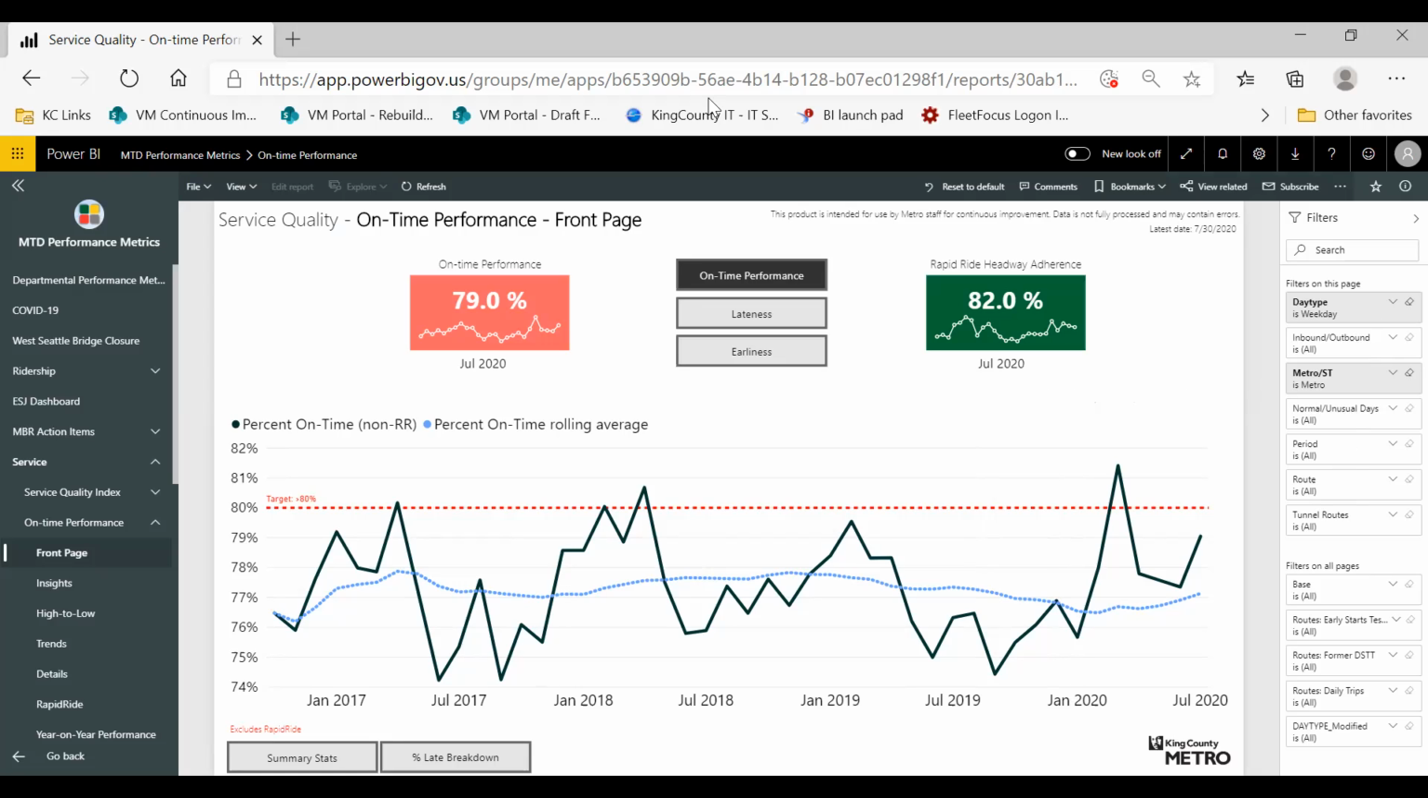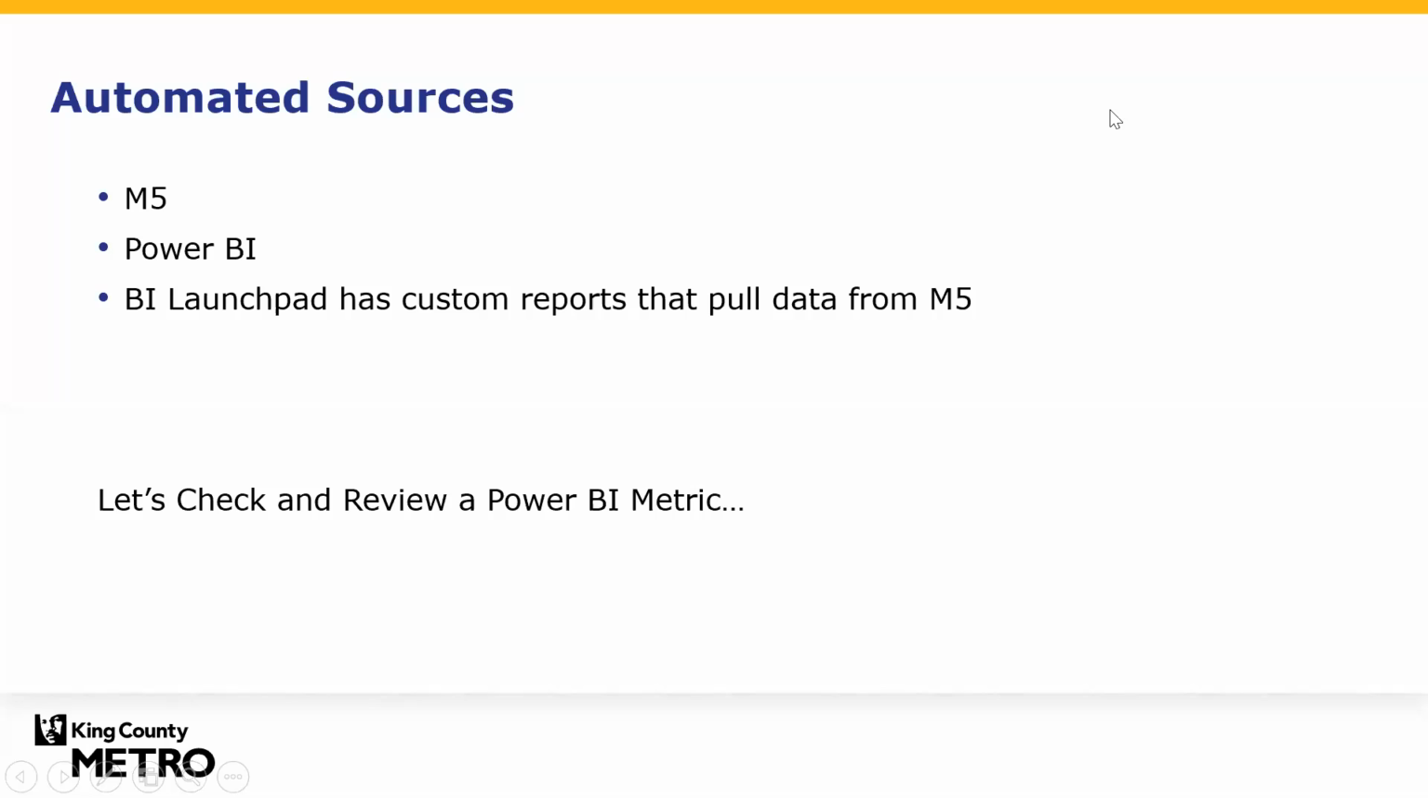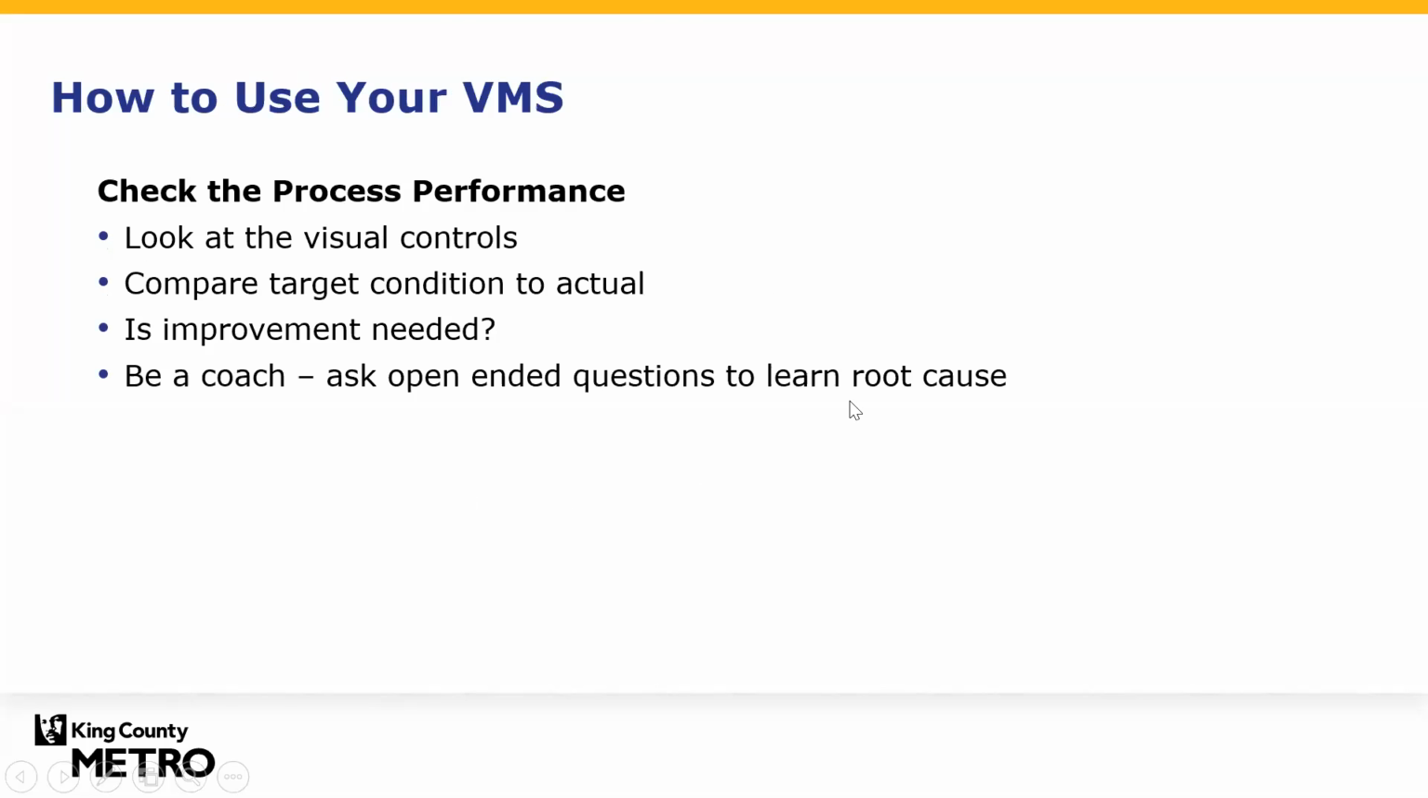Let's go ahead and go back to our presentation. So how do you use your visual management system? You use it by checking the process performance by looking at the visual controls and comparing the actual to the target conditions. You're going to ask, is there a need for improvement? You're going to be a coach and ask open-ended questions to learn about root causes from the people who do the work.